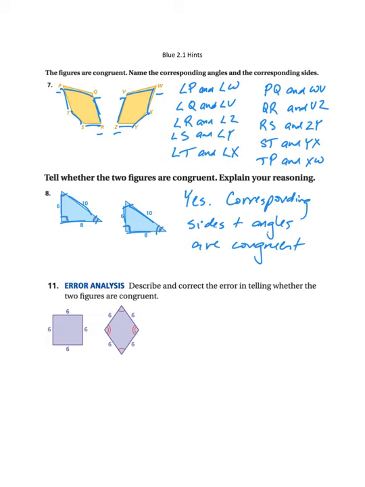These are not congruent because we can see that the corresponding angles are not congruent. Here we have an obtuse angle and an acute angle. This looks to be a rhombus, and the figure on the left looks like it's a square with right angles. So we'll say that corresponding angles are not congruent.